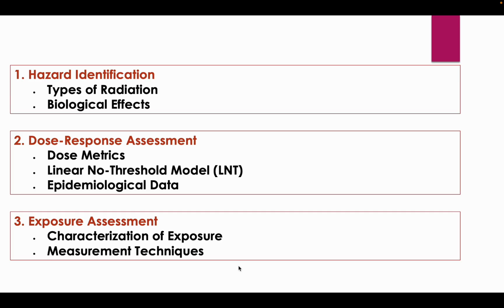And then the third process is the exposure assessment. So, in the characterization of exposure, we will assess the exposure scenario, including the duration, the intensity, and also the type of exposure. And then, as for the measurement techniques, we will use dosimetry and radiation detection methods to quantify exposure levels in affected populations.